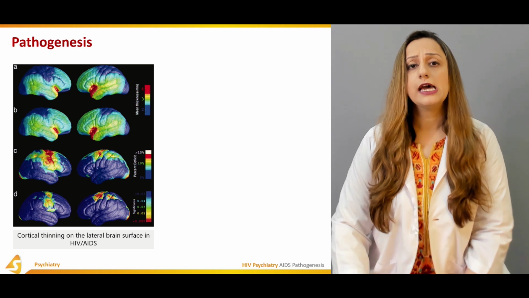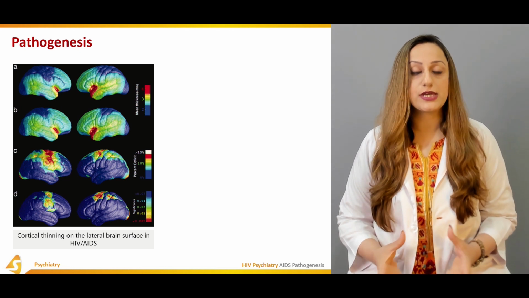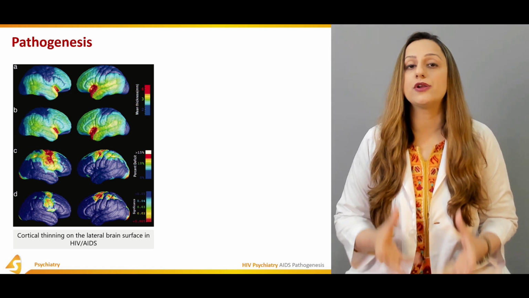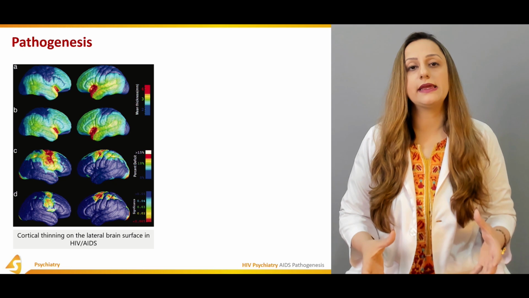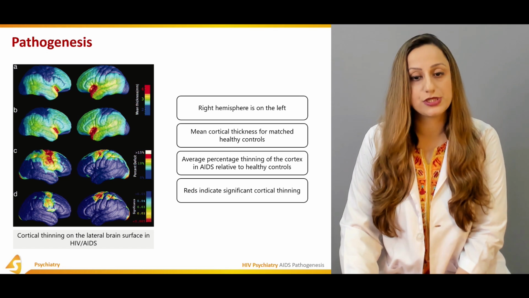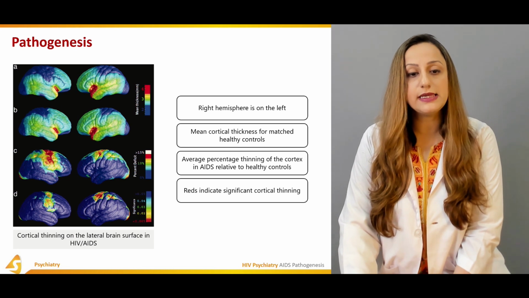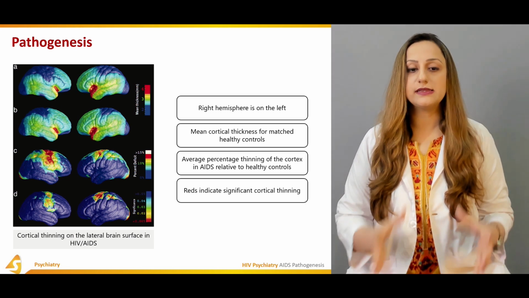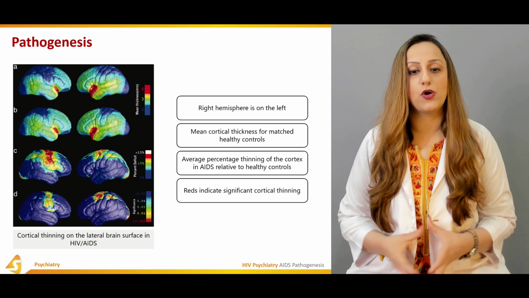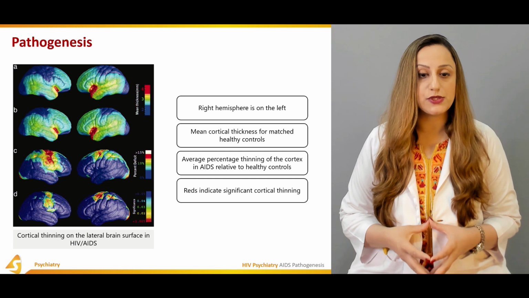So when we talk about the delirium, the dementia, and the personality changes that are produced as a neuropsychiatric complication in patients of HIV and AIDS, one of the reasons can be the cortical thinning of the lateral brain surfaces in such patients, which is quite frequently noticed. The right hemisphere is on the left, and this is the mean cortical thickness for the matched healthy controls. So basically we have the healthy controls on the right, and we have the patient's right hemisphere on the left. For comparison, this shows the average percentage thinning of the cortex in AIDS relative to the healthy controls.